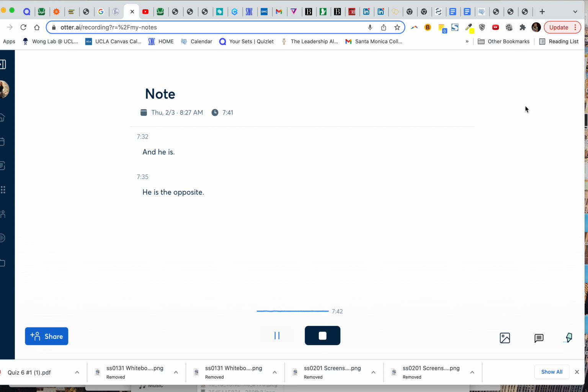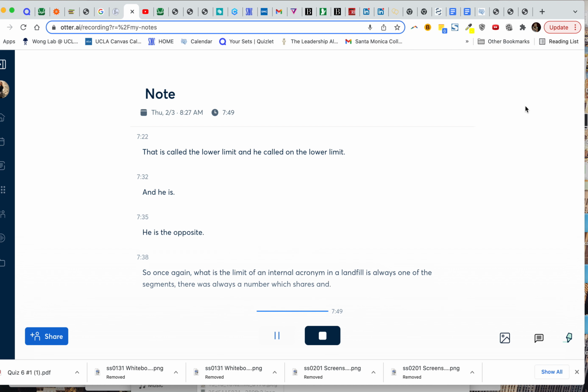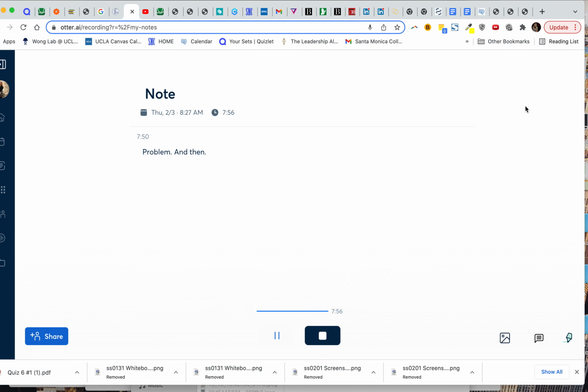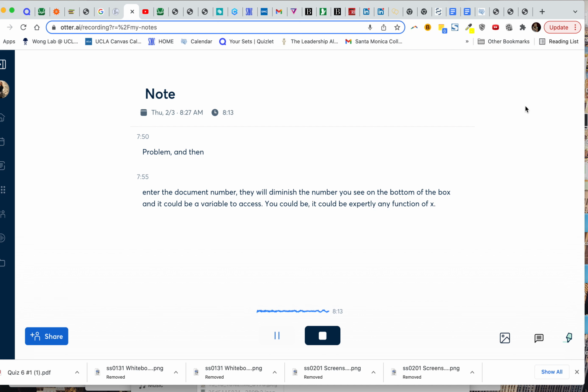So once again, what is the upper limit of an interval? The upper limit of the definite integral is always the number which shows on top. In this case, it is negative 5, in our problem number 6. And then the lower limit is 3. So the lower limit is not the lower number. The lower limit is the number you see on the bottom of the integral. That's called the lower limit. It could be a variable too, like x or 2x. It could be x squared. It could be any function of x. So that's the lower limit, and then B is called the upper limit.